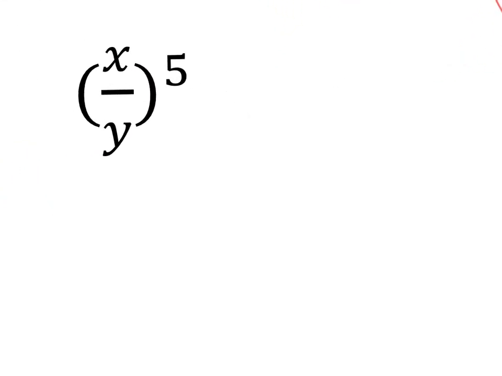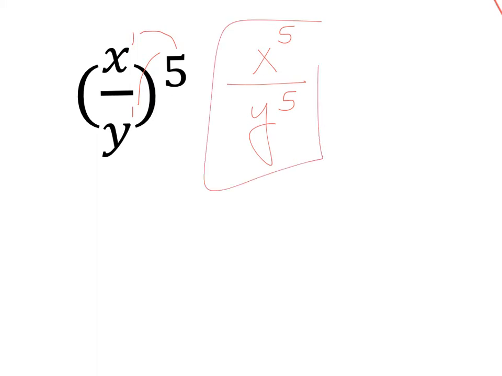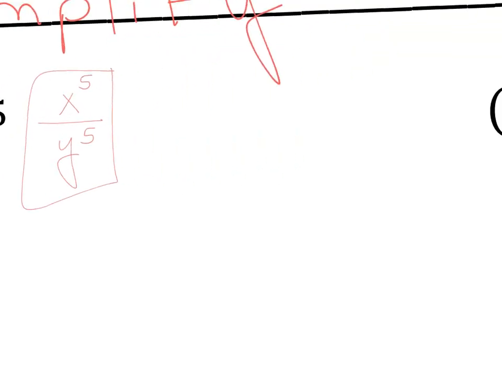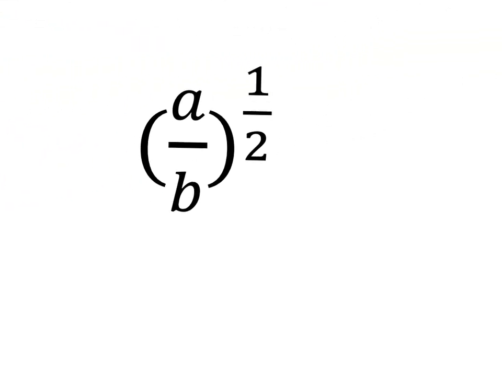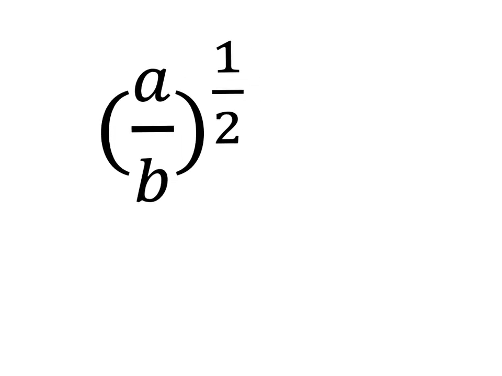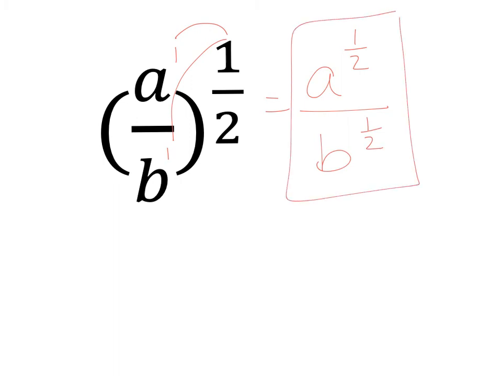Okay, so now it'll be the same thing here, right? These both have an exponent of 1. We're going to drop this into both parts, so we get x to the 5th and y to the 5th. Nothing I can do there, so that's my answer. Okay, and it's going to be the same thing here. We have 1s on both of those, so we're going to drop it into both parts. So we're going to end up with a to the 1/2 and b to the 1/2. And I can't clean that up, so that's my answer.